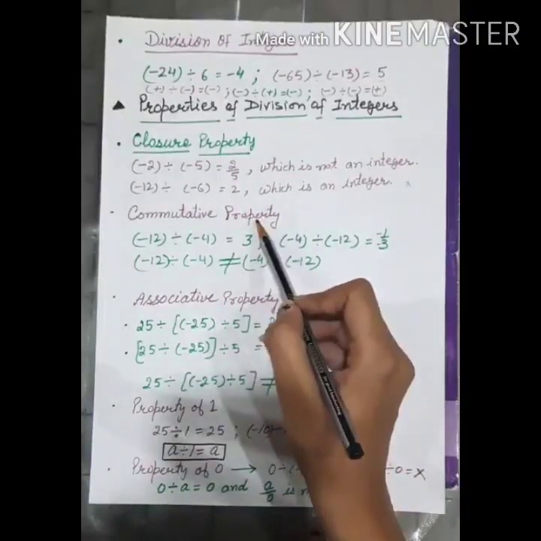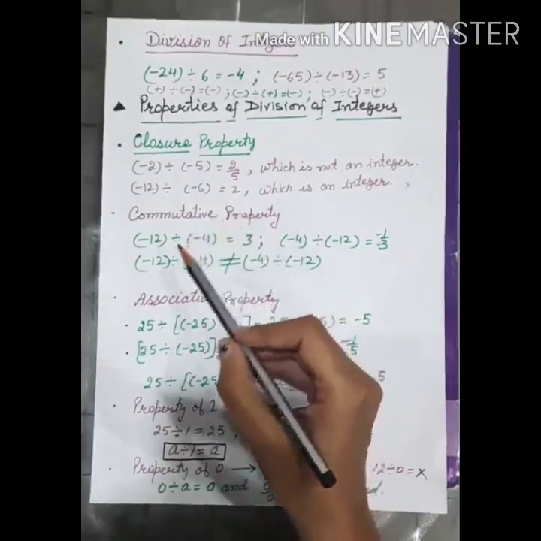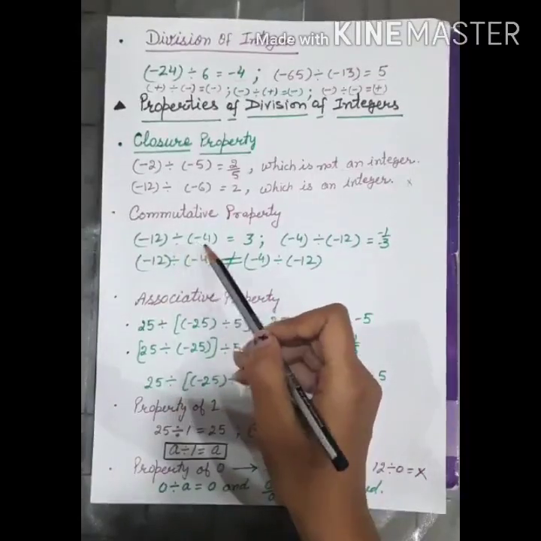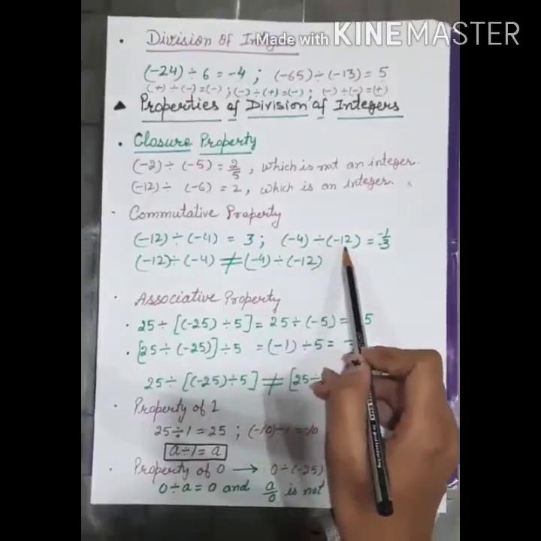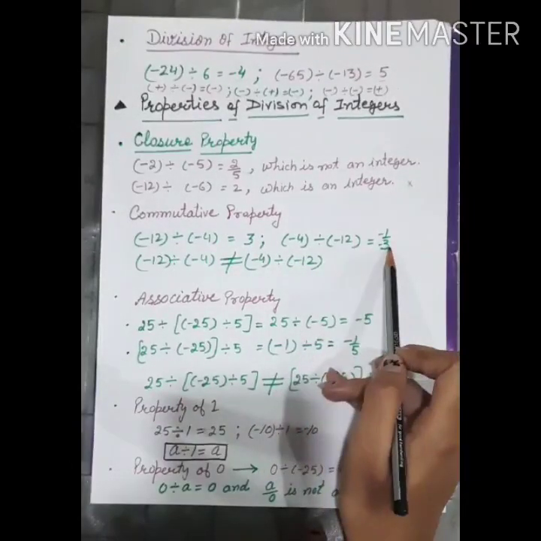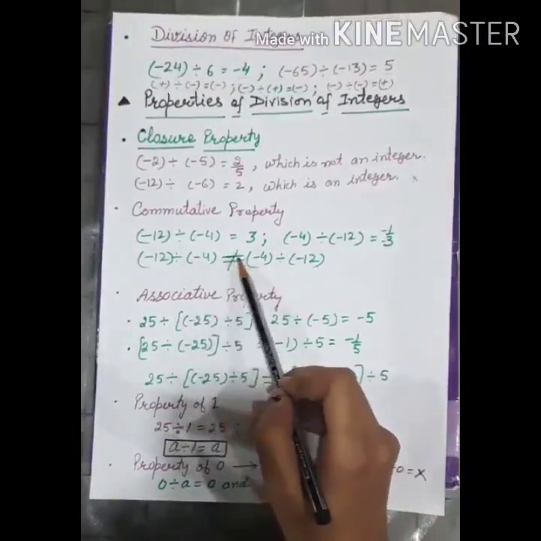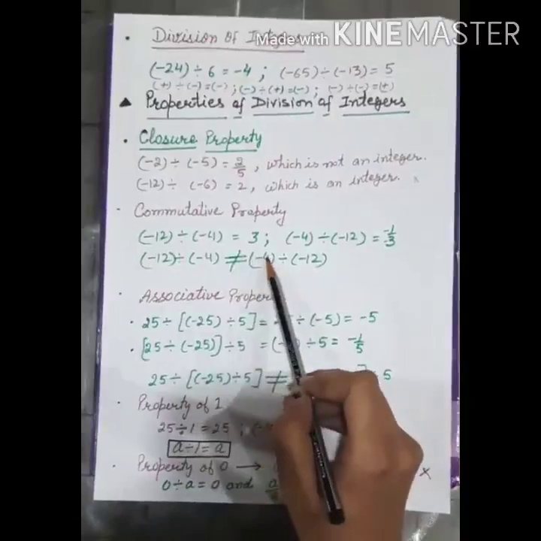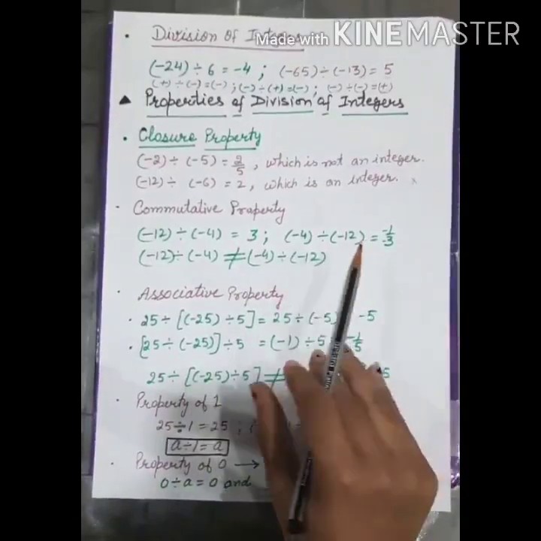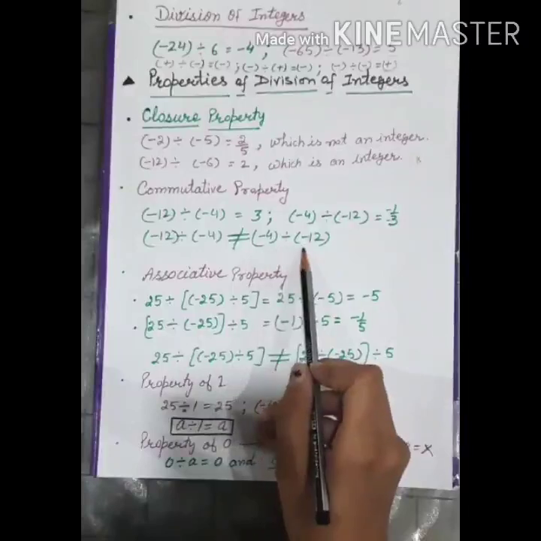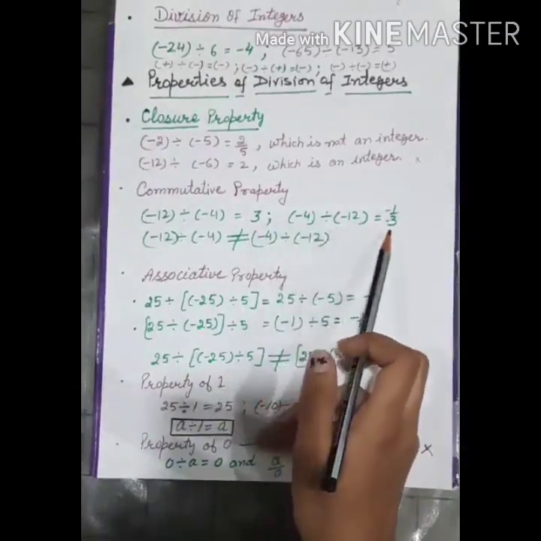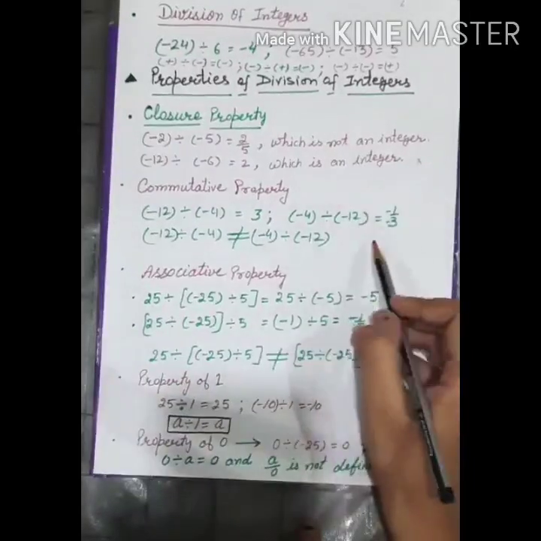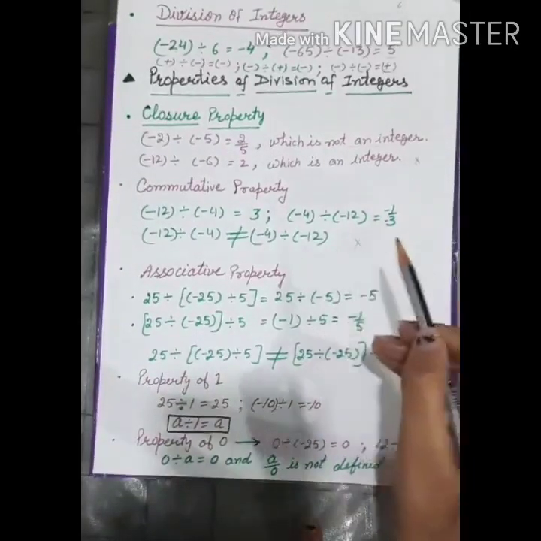Commutative property. For example, minus 12 divided by minus 4 is equal to 3. Minus 4 divided by minus 12 is equal to minus 1 divided by minus 3. Thus, minus 12 divided by minus 4 is not equal to minus 4 divided by minus 12. As we can see, different quotients are obtained when changing the order of the integers. Thus, integers are not commutative under division.